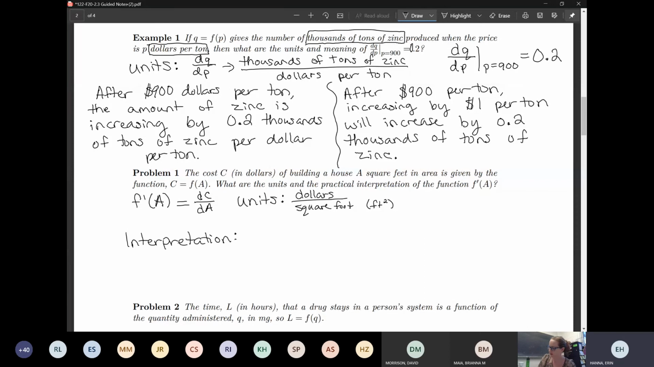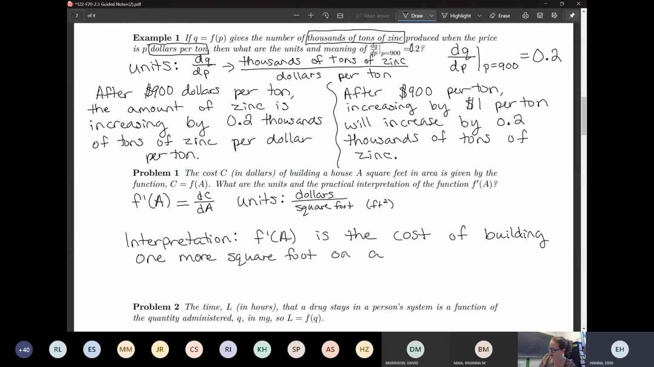So the interpretation would kind of be something like f prime of a is the cost of building 1 more square foot on a building that is a square feet.